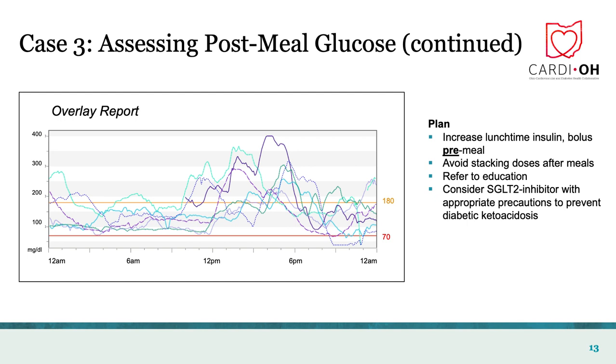And also importantly, with talking to the patient, they're often seeing these high glucoses post-meal, getting an alert and giving extra corrections. And so we discussed avoiding giving those post-meal corrections because they're oftentimes overcorrecting. We also referred the patient to education. Now, in this case, since this patient has diabetic nephropathy, we could perhaps consider an SGLT2 inhibitor, but I would be very cautious with the low C-peptide given that risk of DKA.